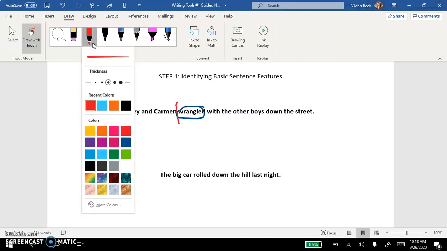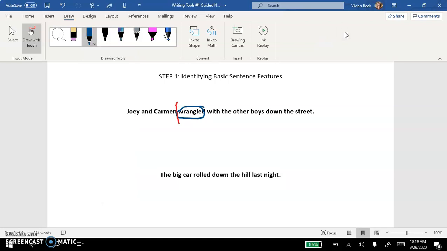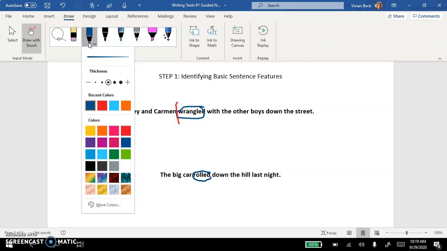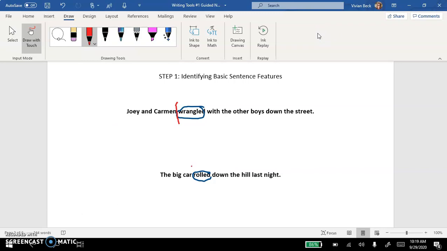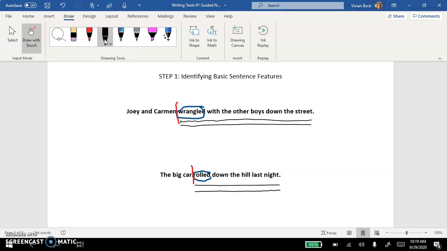Okay? So let's practice that with the other sentence that we have here. The big car rolled down the hill last night. The action is rolled. So we're going to identify that by circling it. And then we are going to put a vertical line in front of it. Okay? That vertical line is essential because here's our next step. We are going to underline what comes after that line, everything, even the word we circled, that verb.